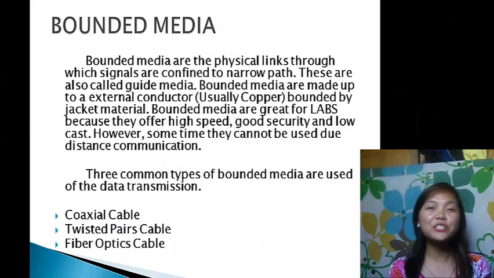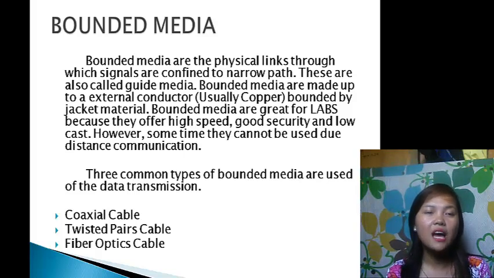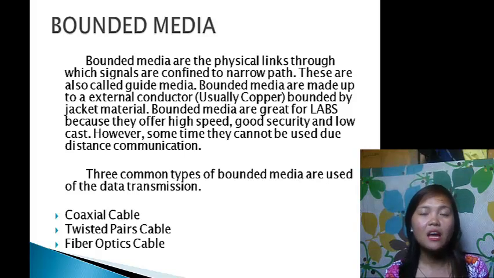Hi guys! There are two categories of transmission media used in computer communication, and these are bounded media and unbounded media. And I'm going to tackle bounded media.